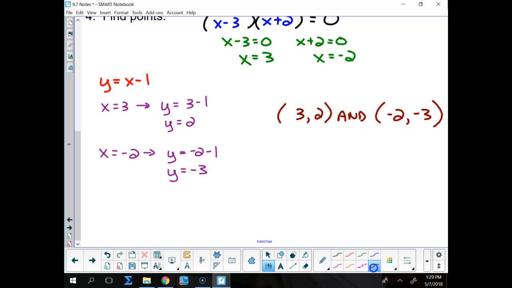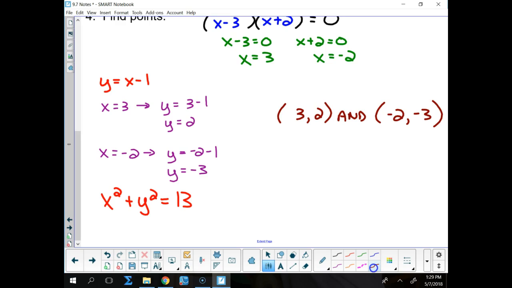They're on the line, correct? Because we used the line to find them. What do I now have to check? If they're on the circle. So the equation of my circle was x squared plus y squared equals 13. So I have to double check these. I have to check to make sure that they're on the line. Then I have to make sure that they're also on the circle.